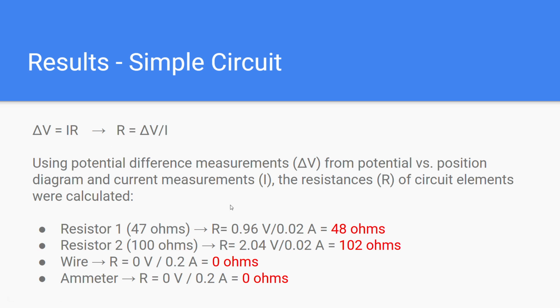Then using the potential difference measurements, delta V from the potential versus position graph in the slide above, and current measurements from the ammeters, the resistance R of circuit elements were calculated to be 48 ohms and 102 ohms for the two resistors, which is very close to what they actually were. So it's just a decimal error, not enough significant figures to have the same value. And then the wire and ammeter were both shown to have resistance values of 0 ohms because there was no voltage change through the wires and through the ammeter.